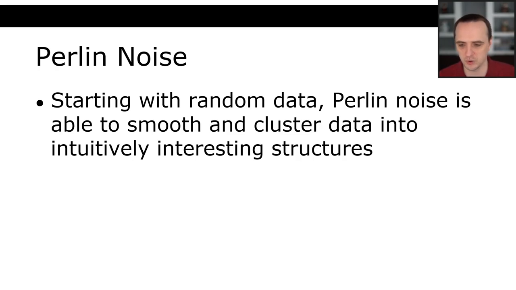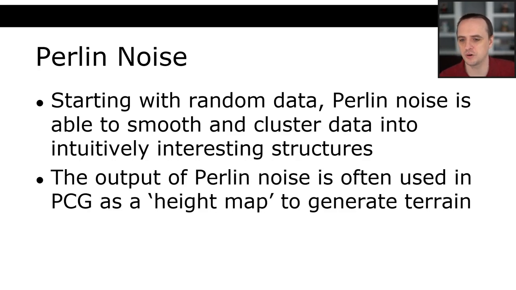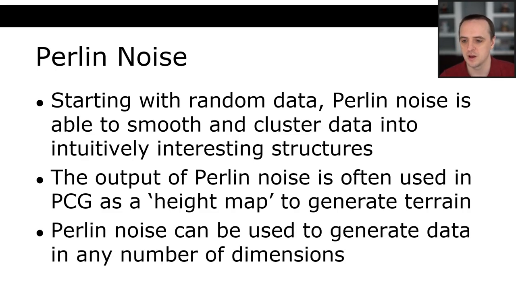So, what does Perlin noise do? Starting with random data, Perlin noise is able to smooth and cluster the data into intuitively interesting structures. So kind of like what we were doing with the CA, but in a much nicer way, in my opinion. The output of Perlin noise is often used in PCG as a height map to generate terrain or to generate textures. Perlin noise can be used to generate data in any number of dimensions. Okay, but we're going to be dealing with two dimensions for these assignments.